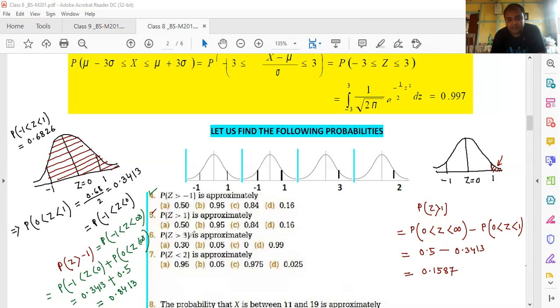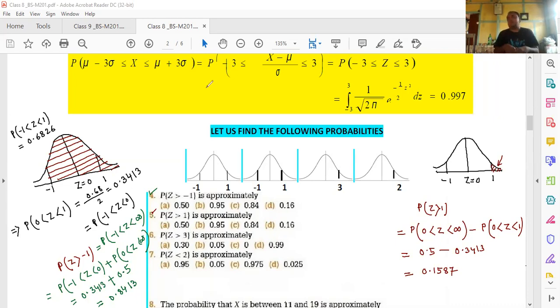The probability of z greater than 3 and the probability of z less than 2 can similarly be found. I'm not showing it again because I hope you have understood how to do the calculation. The only difference is that in the case of z greater than 3, you have to consider the probability that z lies between minus 3 and plus 3, which is 0.9973. And for z less than 2, you consider the probability that z lies between minus 2 and plus 2. So I hope you'll be able to do this calculation.